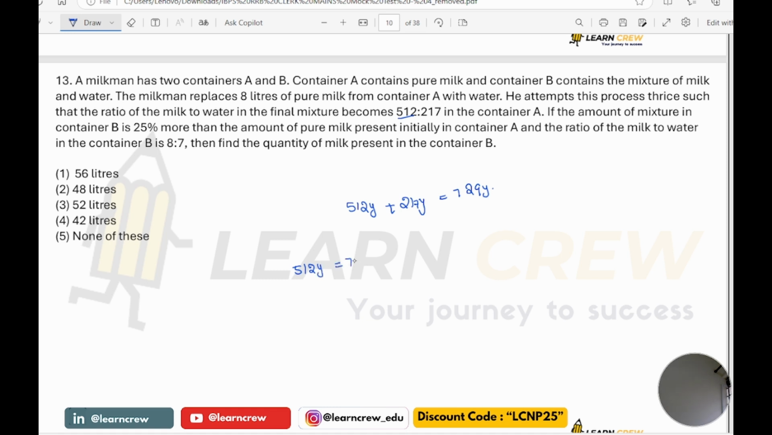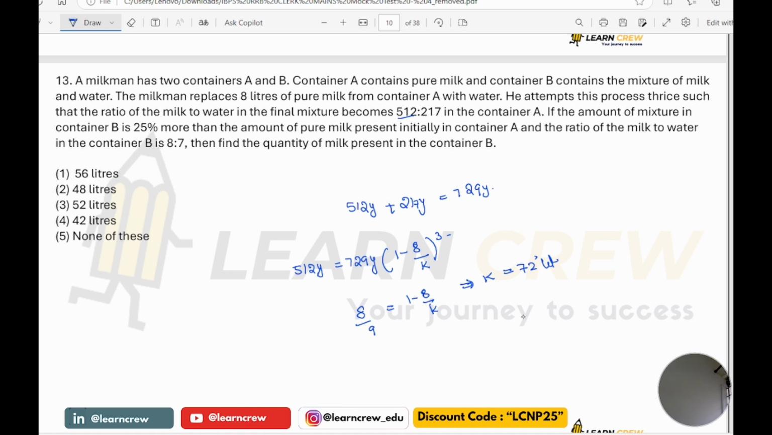512y is equal to 729y into (1 minus 8 by k), where k is the amount of pure milk in container A initially, whole cube, 3 times. So from this I got 512y by 729y, which is (8 by 9) whole cube, 8 cube by 9 cube. So 8 by 9 is equal to 1 minus 8 by k. From this I get the amount of pure milk in container A initially, that is k, is 72 liters.